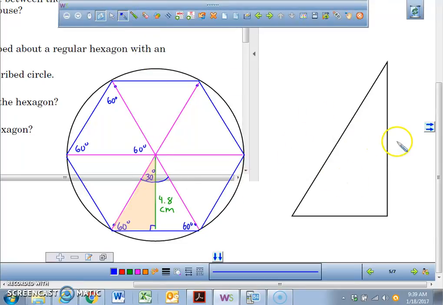Okay? So what's this distance from here to right there? That's going to be 4.8. This angle right here is 60 degrees, and this angle right here is 30 degrees.